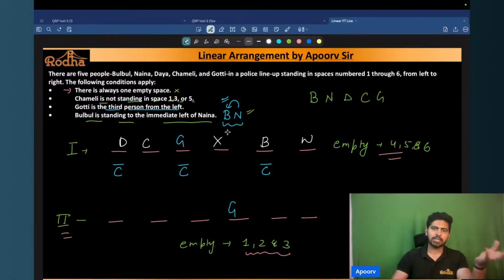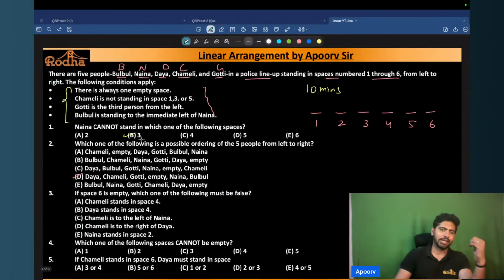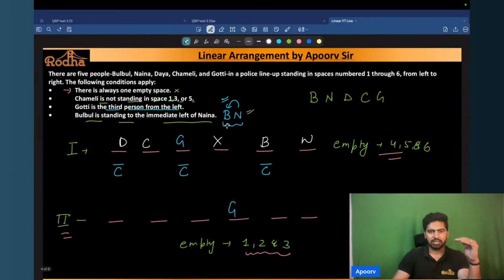So it's always a great idea that whenever you have questions like this, where you have to go one question at a time, do not make the cases in the starting. Write all the conditions very neatly. Like here, I wrote the condition that B and N have to be together. C cannot stand in a space 1, 3, or 5, so I had put a C bar. So I just place the conditions very neatly, and then I attack the questions one at a time.